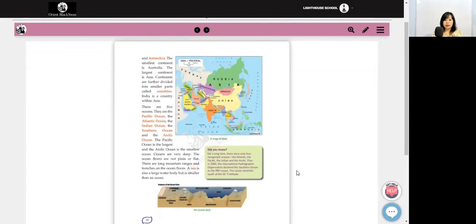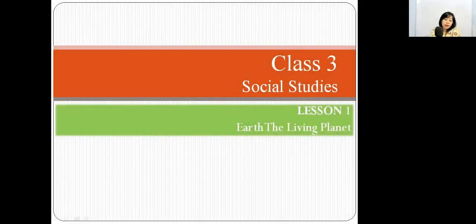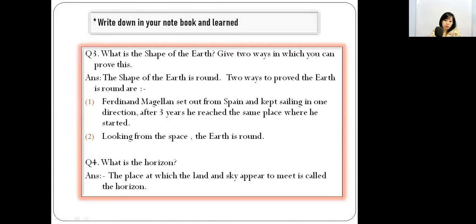For your home assignment, I would like to give you the remaining questions and answers. That is questions number 3, 4, and 5 from the previous lesson, lesson 1, Earth, the living planet. Question number 3, what is the shape of the Earth? Give 2 ways in which you can prove this. Answer, the shape of the Earth is round.